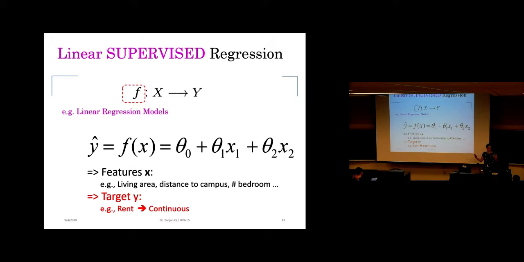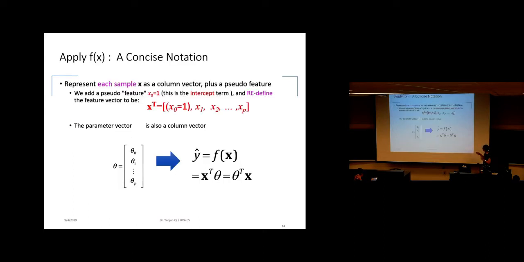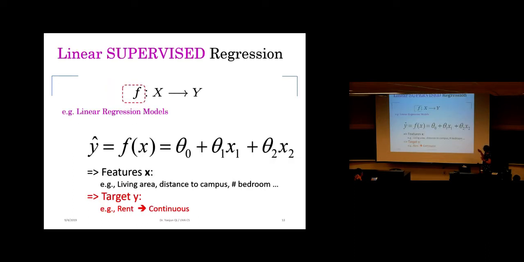Let's put the notation in a more concise and coherent manner. We represent the intercept as theta 0, the coefficient for the first feature as theta 1, and for the second feature as theta 2. You can go on up to theta p times xp.